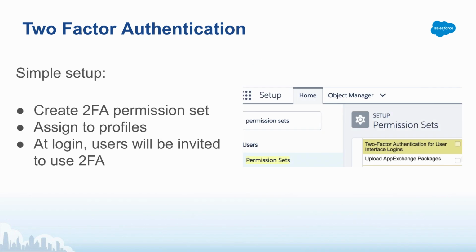So how to do that? You can go to Setup and create a permission set, turn on the feature that says two-factor authentication for user interface logins, and add it to the profiles that you want. Suppose you want all your finance people to have two-factor authentication, you can add it to their profile, and once they try to log in, they'll be invited to set up their 2FA.